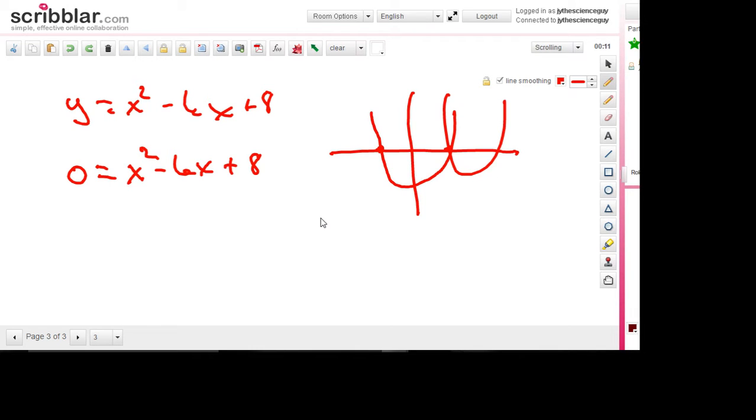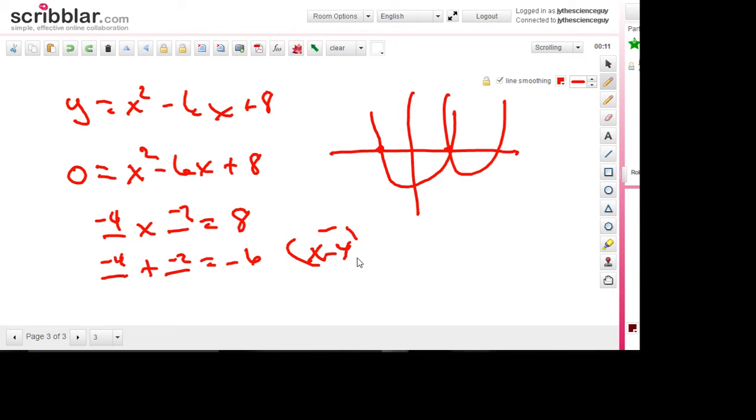You have to give me the first step, and I can probably jog my memory. What times what equals 8, and what plus what is equal to negative 6? There we go. So it'd be negative 4 and negative 2. Now what do I do with that? And then it's x minus 4, and then x minus 2 equals, and is that it?